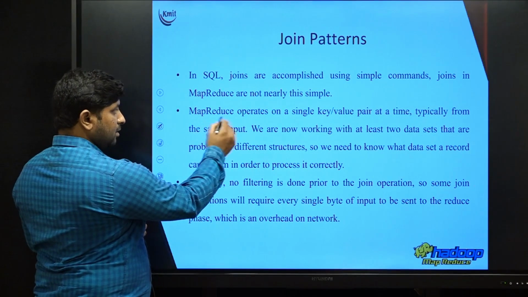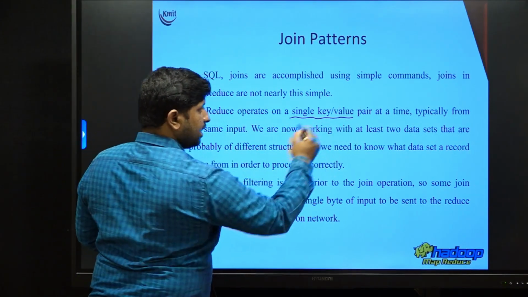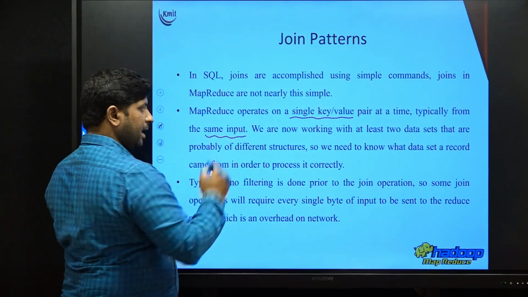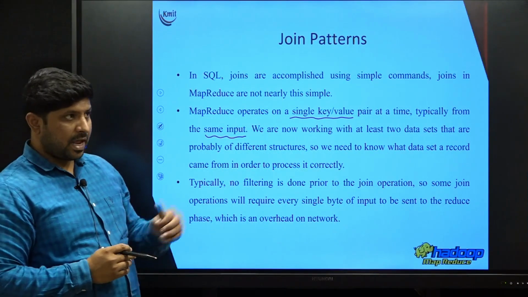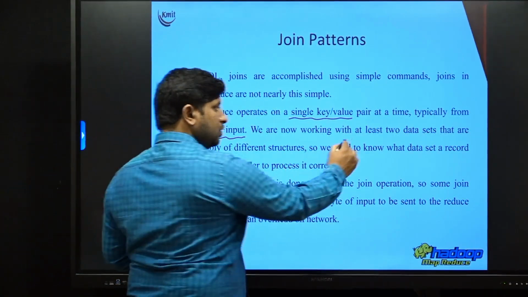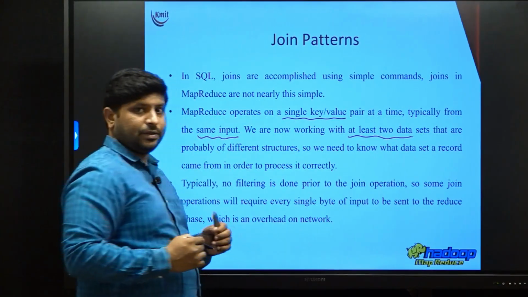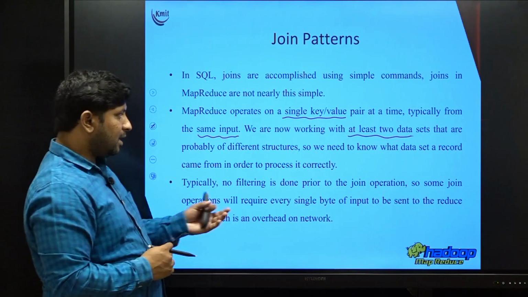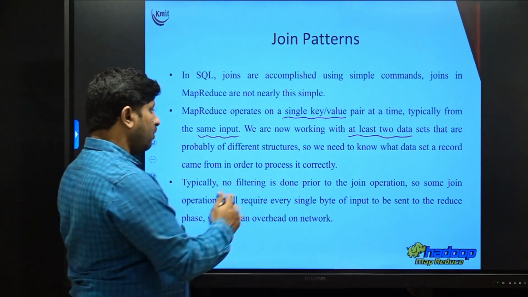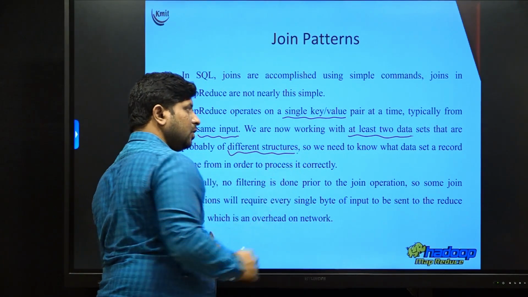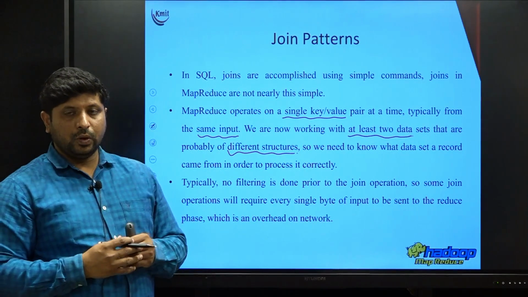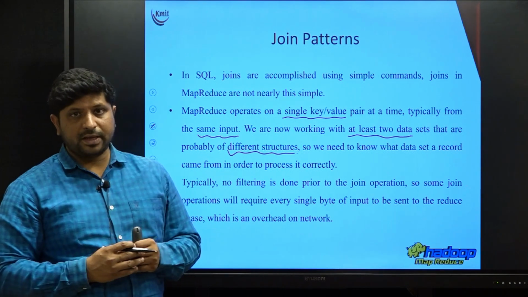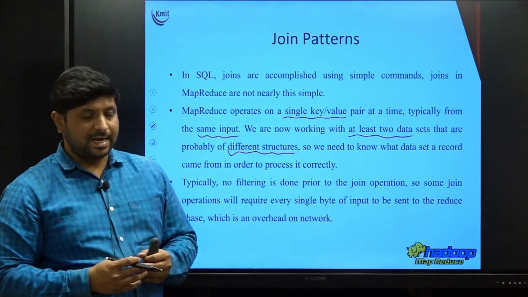The limitation is that MapReduce works on a single key value pair coming from a single input file, but as per joins we need to work with at least two data sets. It might be any number of data sets, but at least two are required, which will be in different structures. Combining these two data sets, which are large and complex, is itself a big challenge.